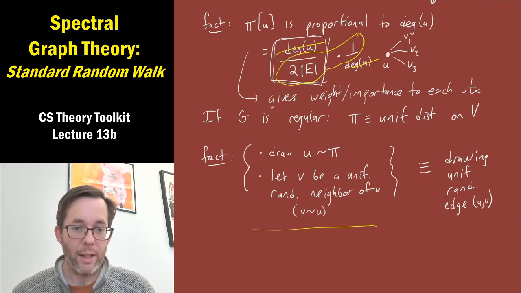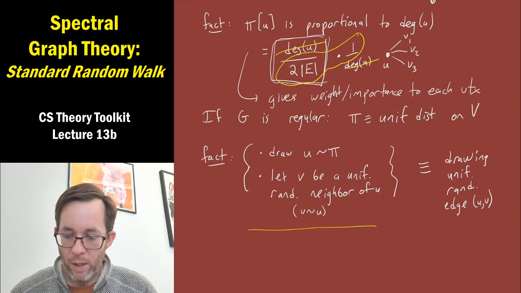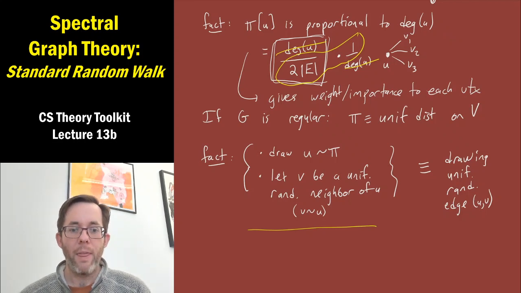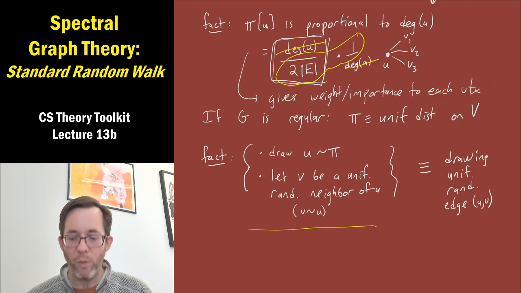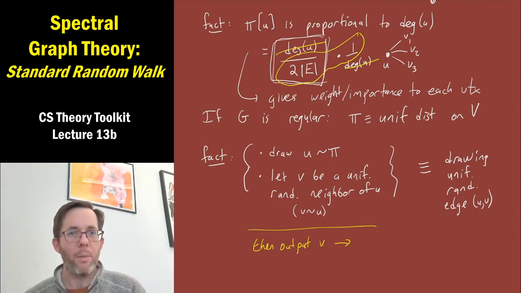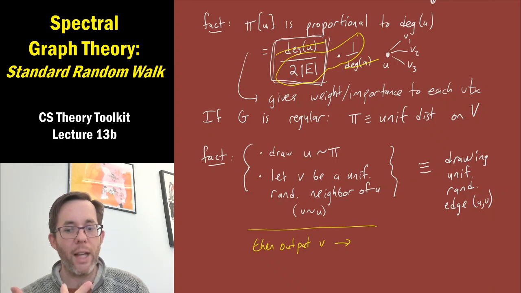Now, if you think about it, what this means is that if we draw u from pi and we let v be a uniformly random neighbor, then u comma v is a uniformly random directed edge. And therefore, if we were to do this and then output v, well, then v can be thought of as being drawn by first choosing a directed edge and then outputting the terminus of that directed edge.